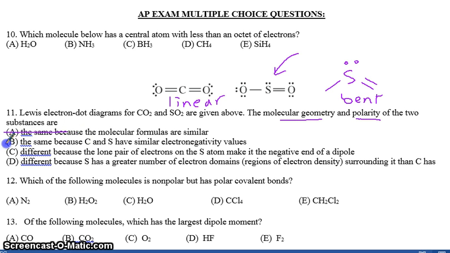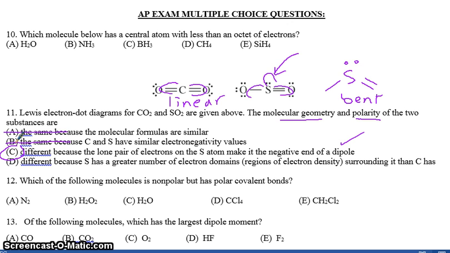So these are out because they say the same. C says different because the lone pair of electrons on the S make it the negative end of a dipole. This is correct. D says different because S has a greater number of electron domains. It's true that sulfur has 3 electron domains, 1, 2, 3, whereas carbon has 2. However, you can have more electron domains and still be nonpolar, is the idea. So the best answer is actually C in this case.